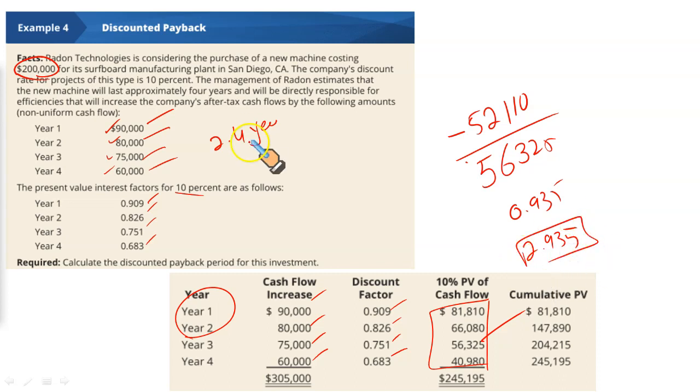Always remember, your simple payback period would be shorter, but when you discount, the cash flows shrink. Resultantly, your discounted payback period would always be longer: 2.4 versus 2.935. So guys, that completes your last module. Your financial management is completed. Alhamdulillah.